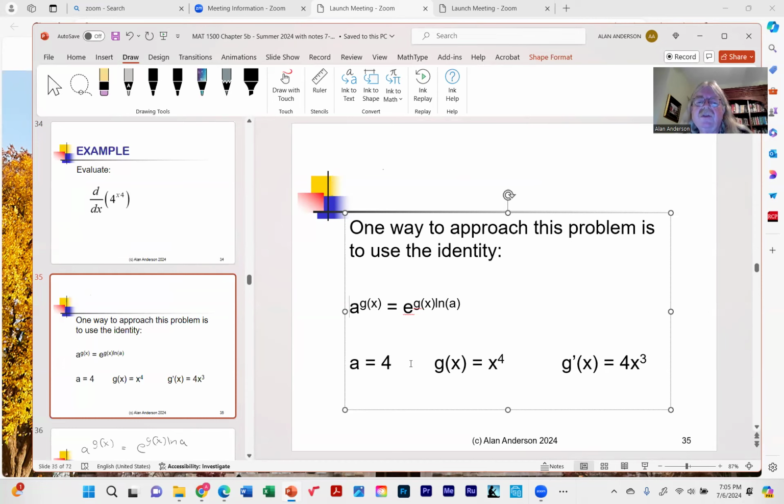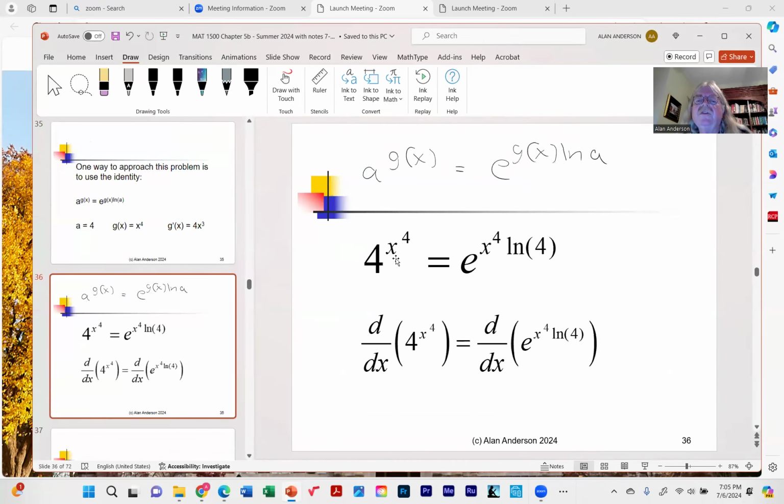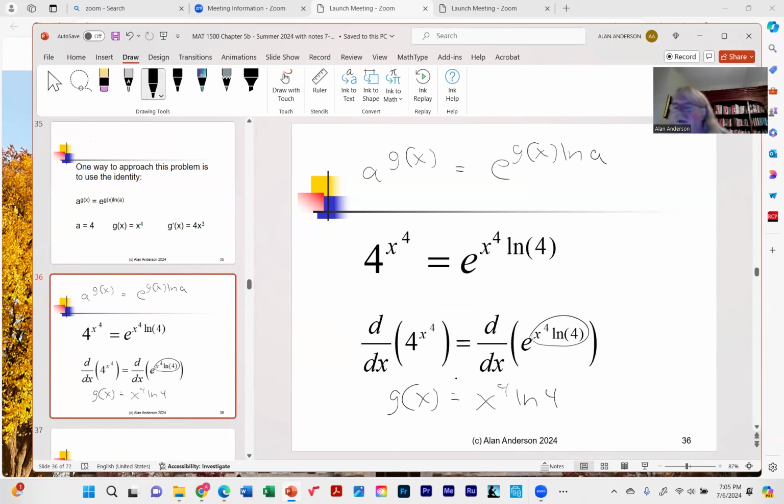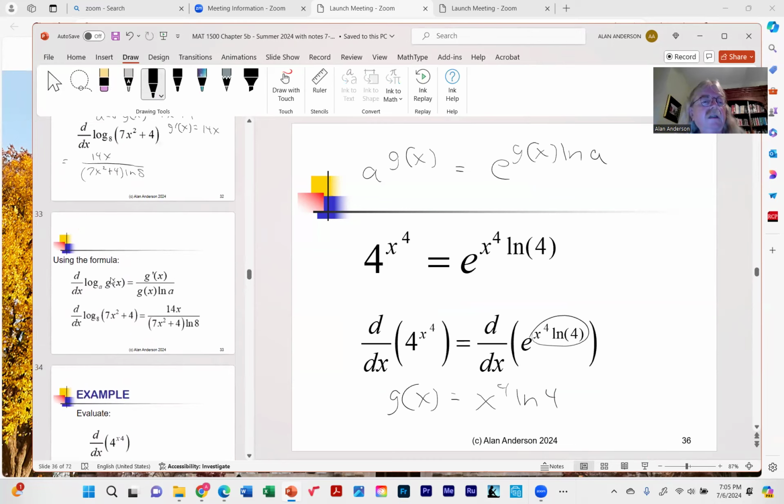If we use this approach, then we can rewrite this function as e to the x to the fourth times log 4, and then we need to take its derivative. Now here we can go find the function that we need. What we're doing here is taking the derivative of e to the g of x. By the way, don't forget log 4 is simply a constant. So we can think of this as very simply x to the fourth times log of 4.